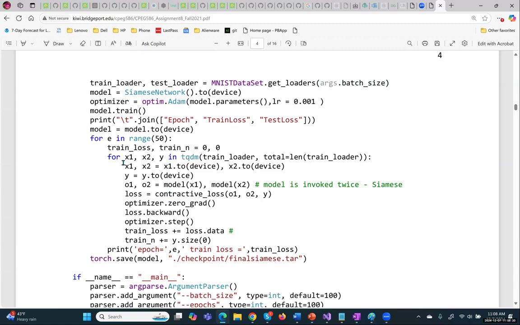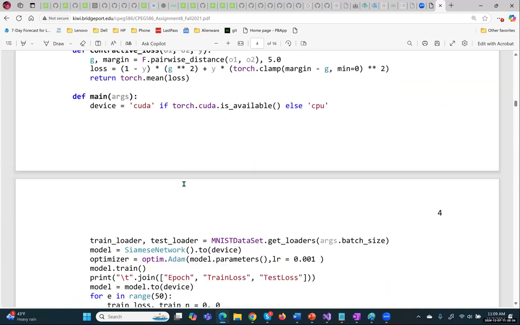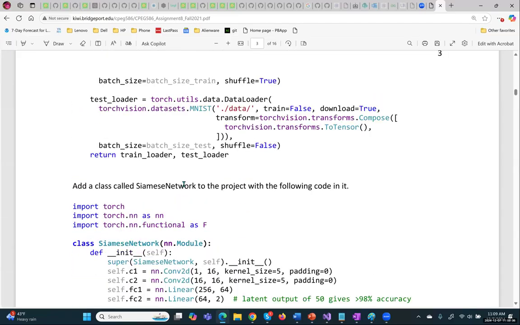You'll see over here in this line, for X1, X2, Y in tqdm train_loader, the train loader will be set up so that if X1, X2 belong to the same category, then what should be Y? 0. If X1, X2 are different classes, then it will be 1. So if you go through how we create the train loader earlier, let me go back.